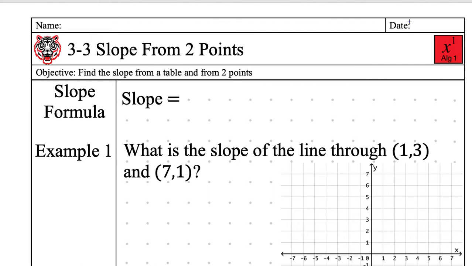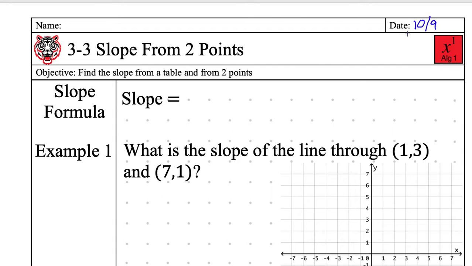Alright, so today's date is Wednesday, October 9th, 2019. We are doing slope from 2 points, slightly harder than yesterday, but again, if you know slope, then you are in good shape. Objective, quiet raise hand, who's got it? Yes, Emma. Find the slope from a table and from 2 points.